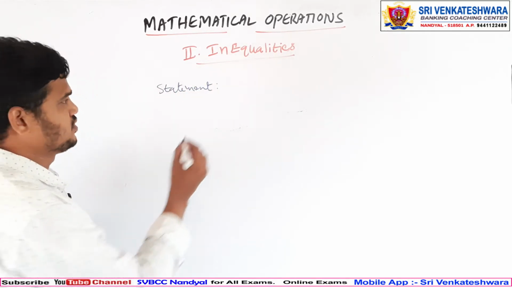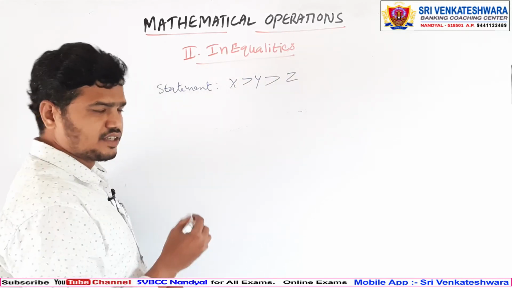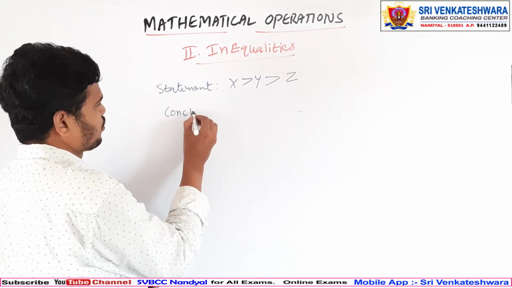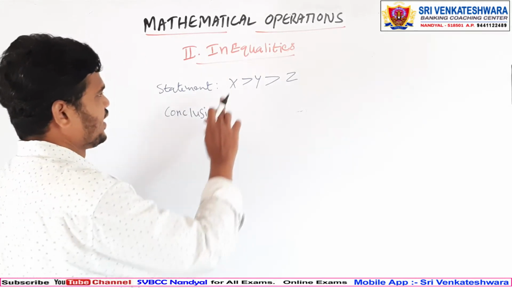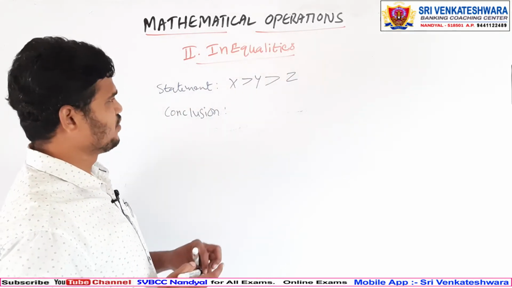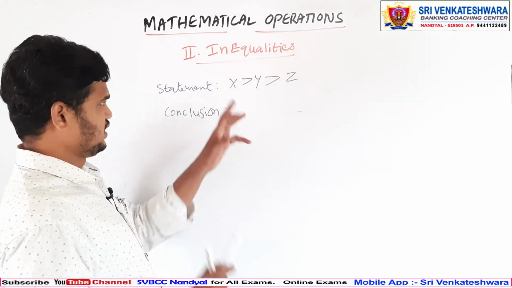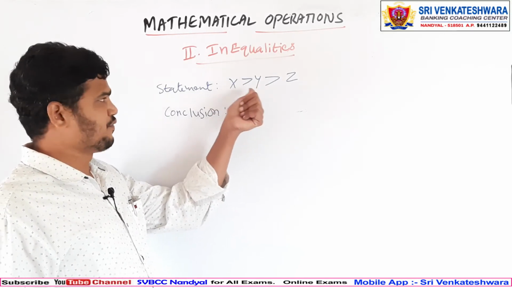What is the statement? It means x greater than y greater than z. So how can we write the conclusion for this one? See, x greater than y, y greater than z. Which one is the bigger value here? X greater than y. Okay, x is the larger value than y.